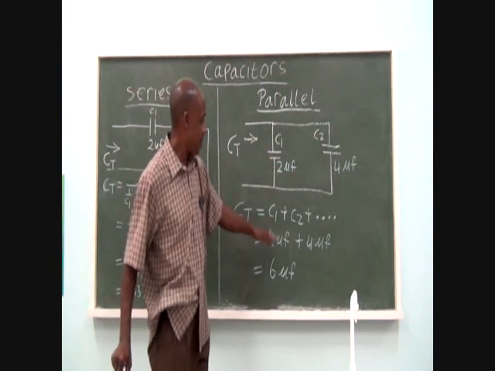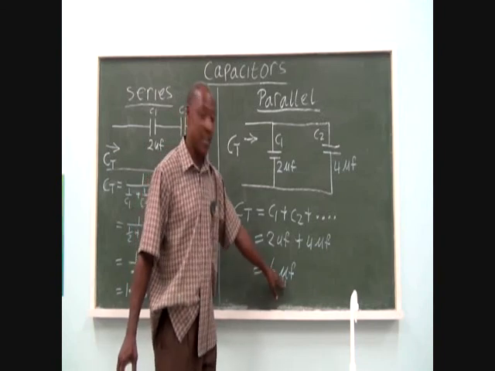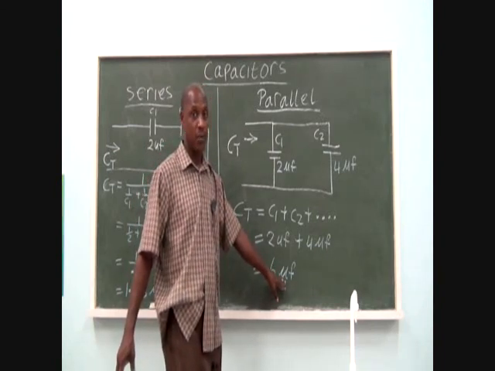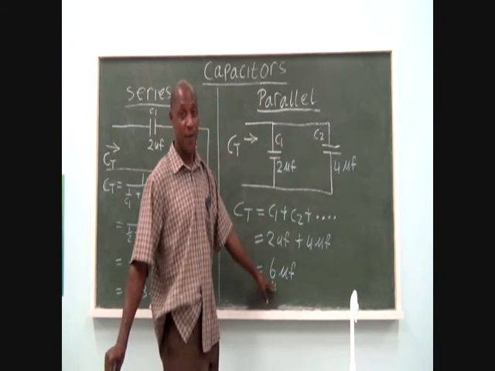So if we were to go ahead and substitute in the values, we see we end up with a total capacitance of 6 microfarads. So putting capacitors in parallel increases the value of the capacitor.